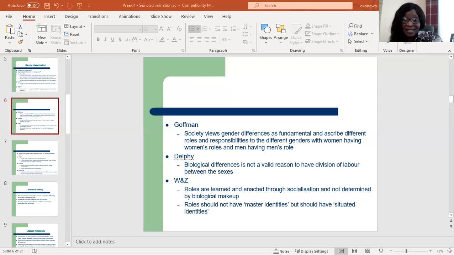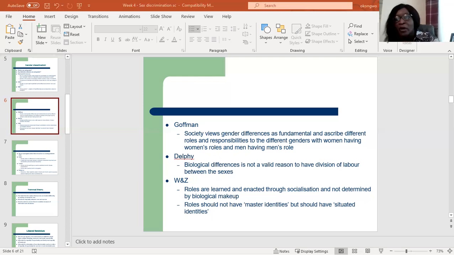It means that if we were back in the day, then I wouldn't have this job. I wouldn't be a lawyer or a barrister, and my sister, who is a medical doctor, would not be allowed to do that. So all these are just societal creations based on wrong perceptions.